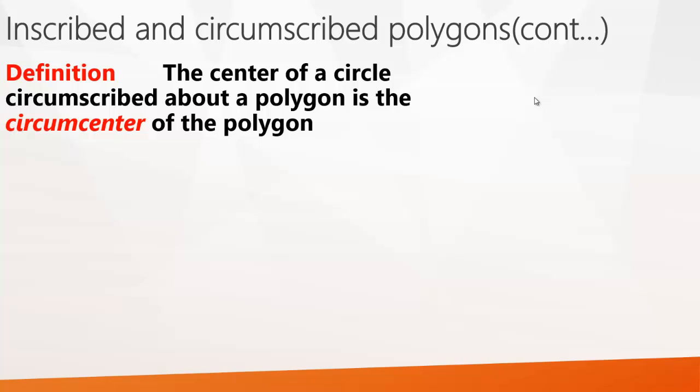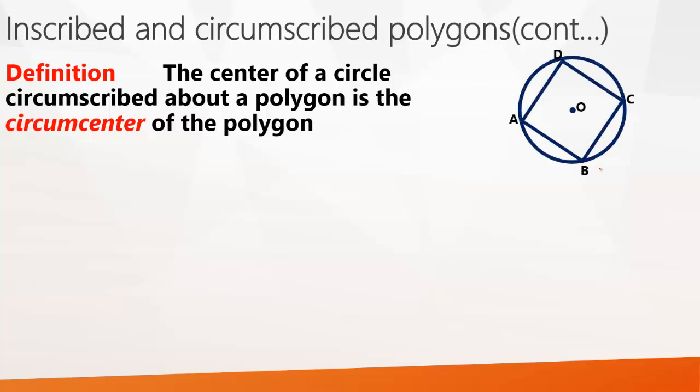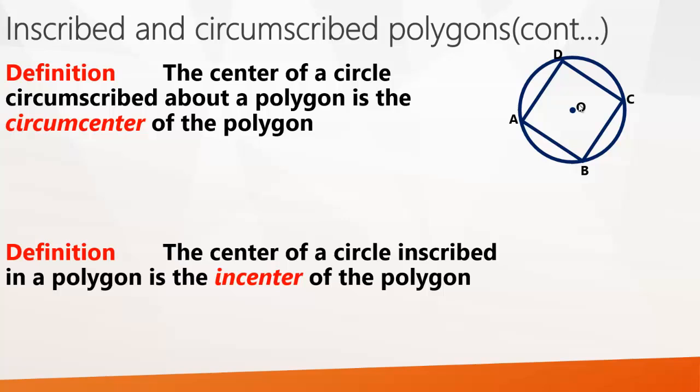Some more definitions for you. The center of a circle circumscribed about a polygon is called the circumcenter of the polygon. The center of a circle inscribed in a polygon is the incenter of the polygon. So basically these points are still the centers of these figures. If the circle's on the outside, it's the circumcenter. If the circle's on the inside, it's the incenter. So that's your little clue to help you remember that.